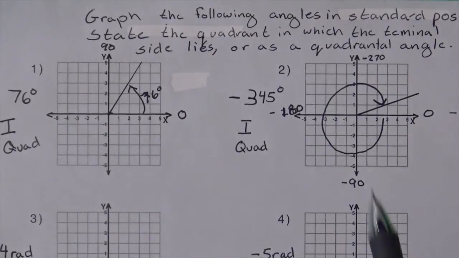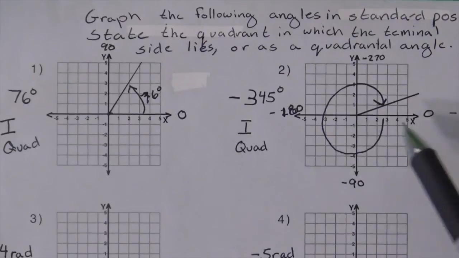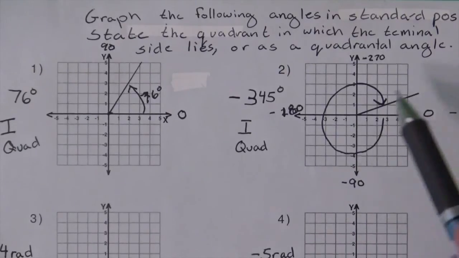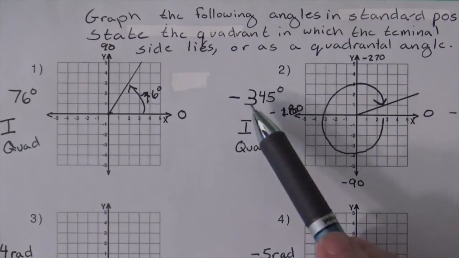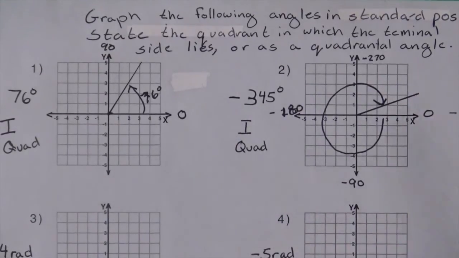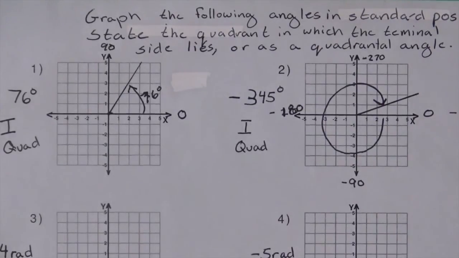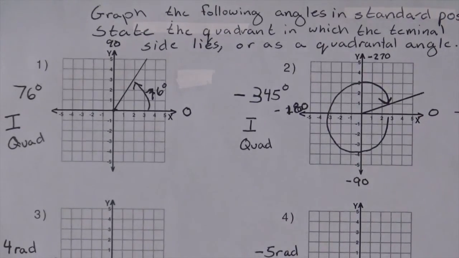So just because it says a negative doesn't mean you're not going to end up in the same quadrant or a different quadrant. It doesn't really matter. You just follow what this tells you, and it can be any of the four. It doesn't matter whether it's a positive or negative. It just matters where you stop. Alright, so let's look on to the next one.